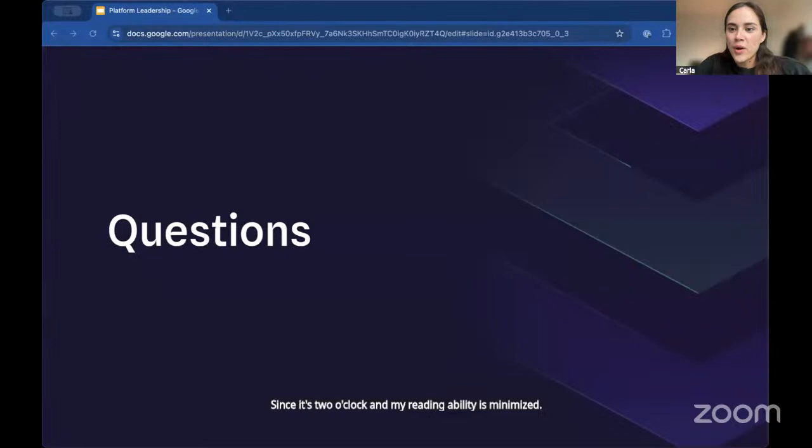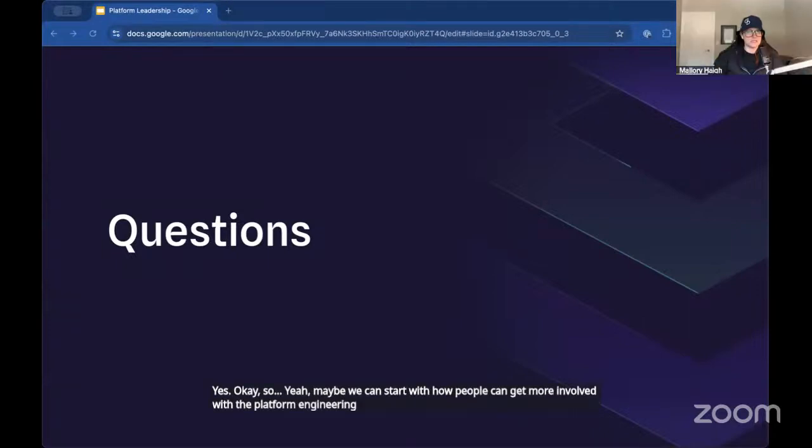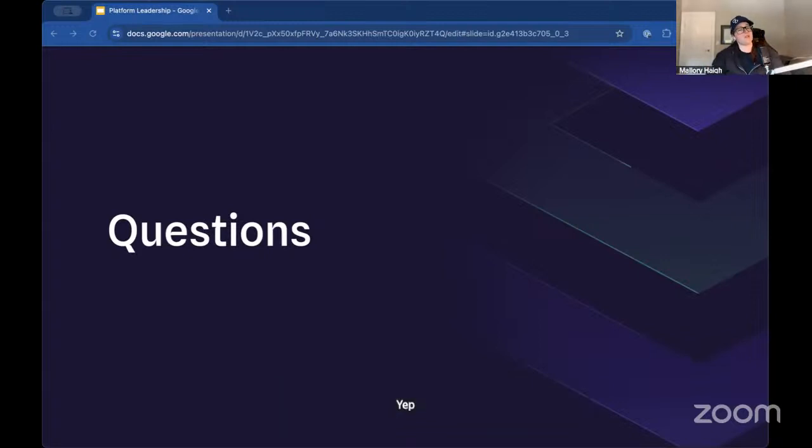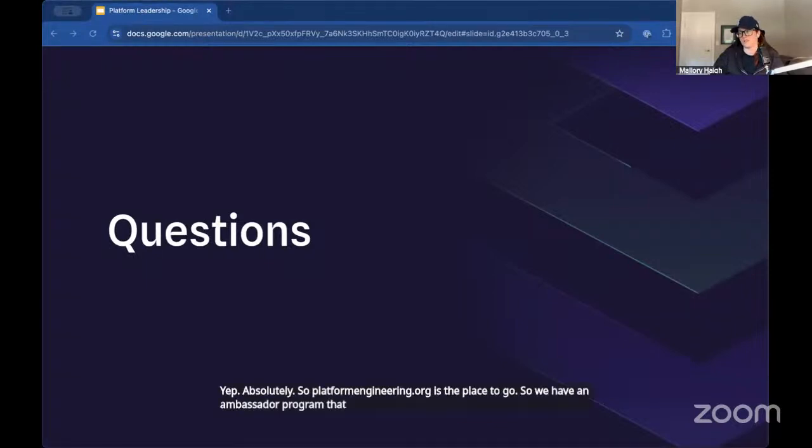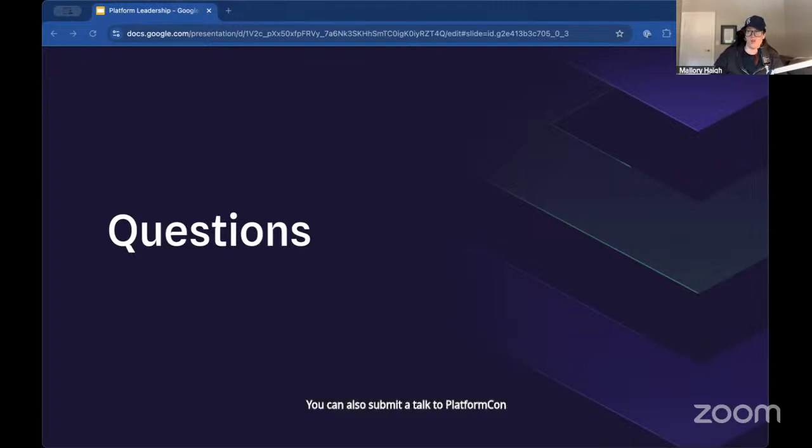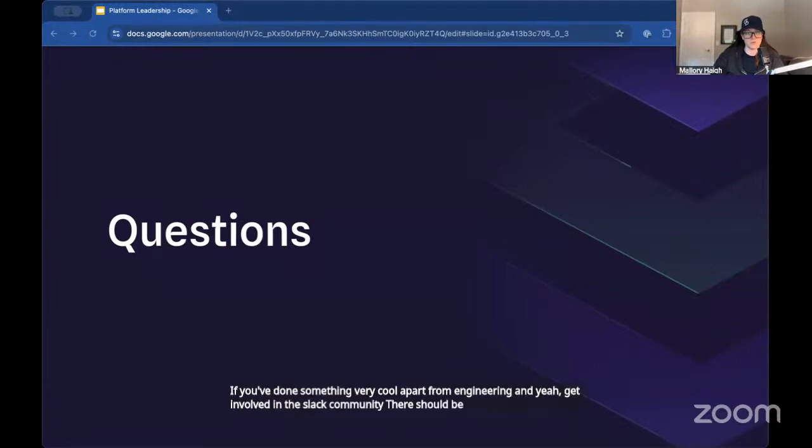Sure. Okay, so yeah, maybe we can start with how people can get more involved with platform engineering, as an advocate. Yep. Absolutely. So platformengineering.org is the place to go. We have an ambassador program that's quite fun. Lots of cool folks in that. You can also submit a talk to PlatformCon. I think RFPs are still open if you've done something very cool with platform engineering. And yeah, get involved in the Slack community. There should be a link on the platformengineering.org page, and I think we can post one in the chat too. But lots of opportunity to get involved.